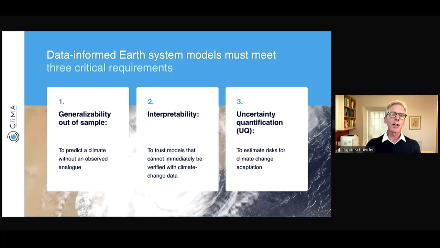Okay. So when you use data in a climate modeling context, you have a few special challenges. We need to predict a climate none of us has seen, so you need to generalize out of sample. You want people to trust models. We've heard that earlier today, which means models need to be interpretable. It can't just be a black box that produces something that we don't know where it comes from, that we can't easily validate. And uncertainty quantification is essential, which means risk assessment is essential.